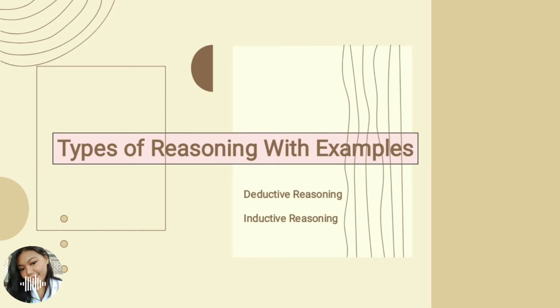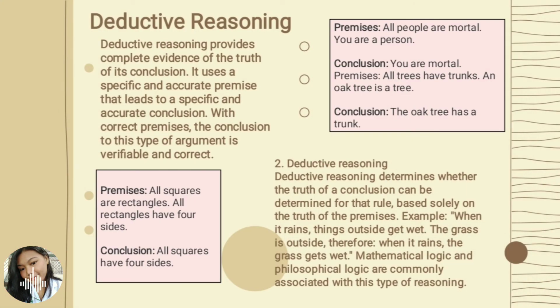So there are two types of reasoning, the deductive reasoning and inductive reasoning. So first, let's discuss the deductive reasoning. Deductive reasoning provides complete evidence of the truth of its conclusion. It uses a specific and accurate premise that leads to a specific and accurate conclusion. With correct premises, the conclusion to this type of argument is verifiable and correct. So there are three examples. 1.